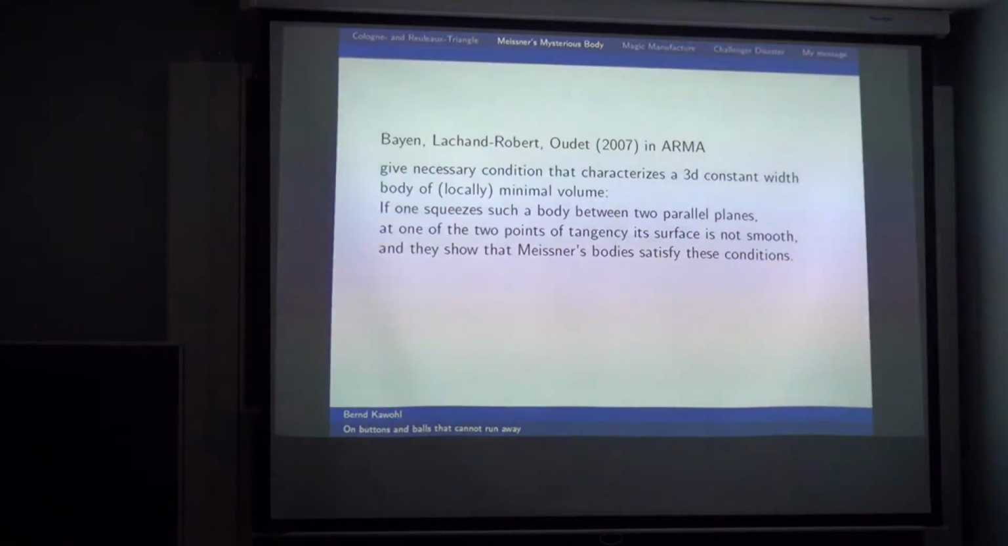Now, one can also look at this from a variational point of view, and you can ask yourself, well, can we find necessary conditions if we have minimal volume? And yes, one can. One can find out that bodies that have minimal volume must have irregular boundaries, in the sense that if I squeeze them between two planes, at least one of the points of tangency is not a point where the boundary is of class C1. And of course, Meissner body satisfies these conditions. Again, that supports the conjecture, but it doesn't prove it.